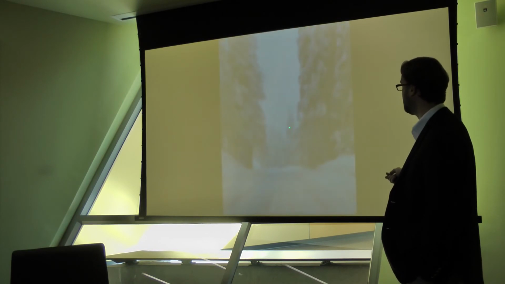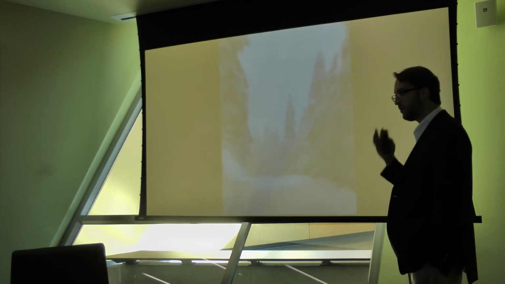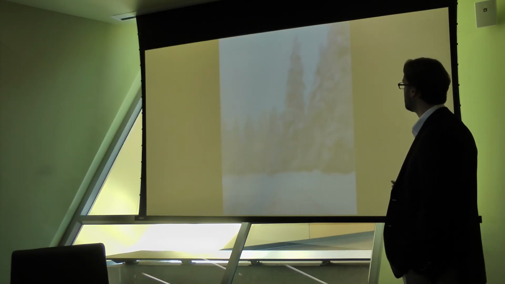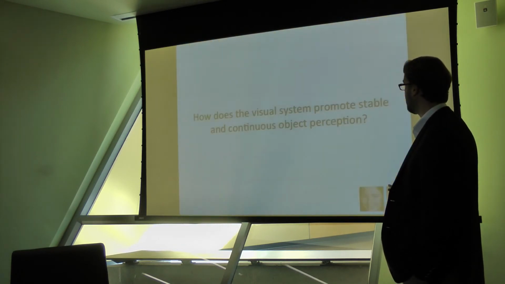This appears to be the same tree continuously. It doesn't have to be. The image changes on our retina are enormous. Why don't we perceive any fluctuation in the identity of this object? Well, one answer to this, we thought, might be in the fact that the world is autocorrelated.